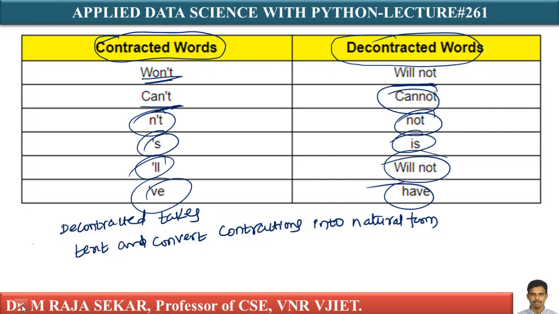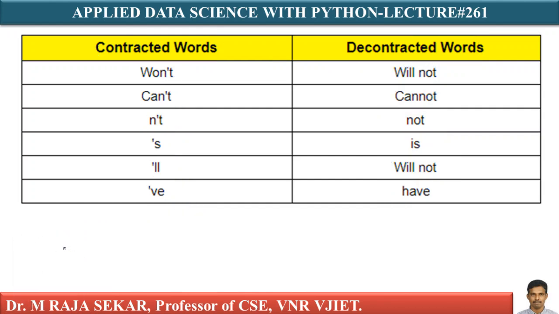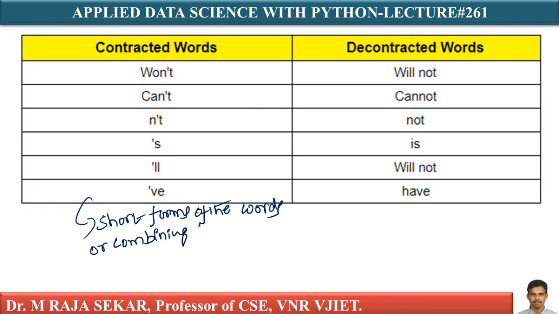This type of text you can find in reviews. Reviews are usually written using short forms of the words, or combining two words. I will repeat: reviews are usually written using short forms of the words. Yes, combining two words.